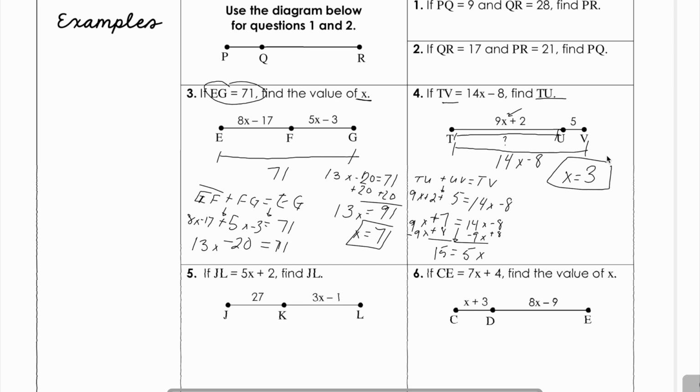Okay, so now we found our x, and now we still need to plug it back into this expression to find that length TU. So now I have 9x, or 9 times 3, plus 2 equals TU. 9 times 3 is 27. 27 plus 2 is 29. So we found out that the length of TU is 29 units.